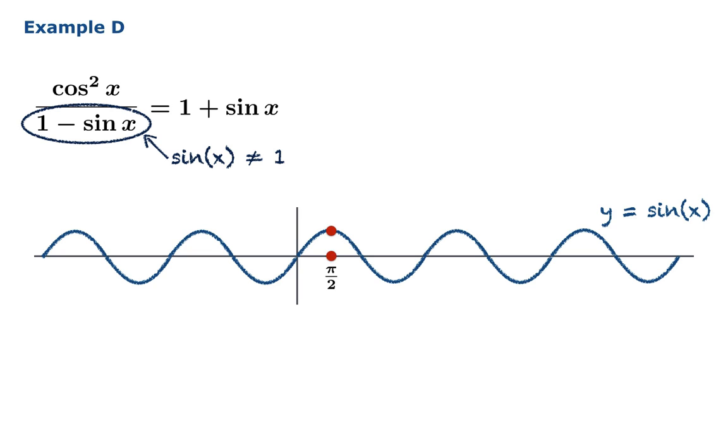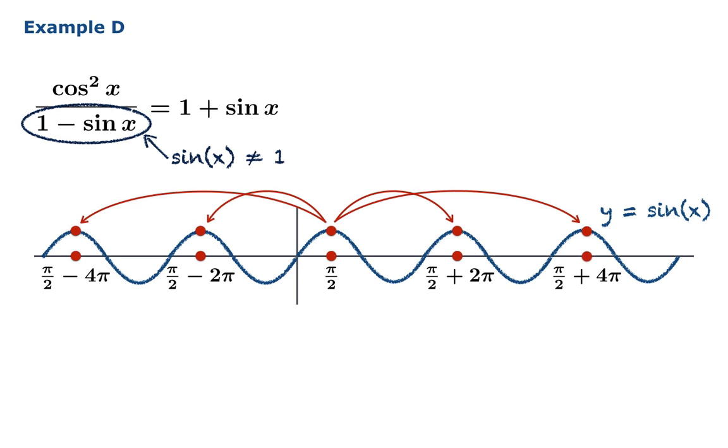And to find all the other arguments where sine is equal to 1, we can jump to the left or the right by 2 pi, or 4 pi, or in fact any integer multiple of 2 pi. So let's try to write this down carefully. The arguments we need to throw out are pi over 2 plus any multiple of 2 pi as long as that multiple is an integer.